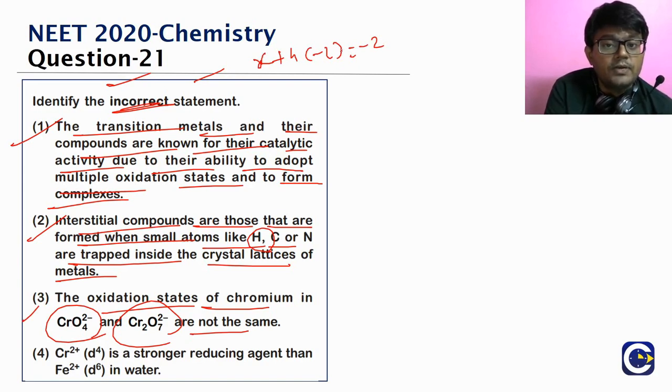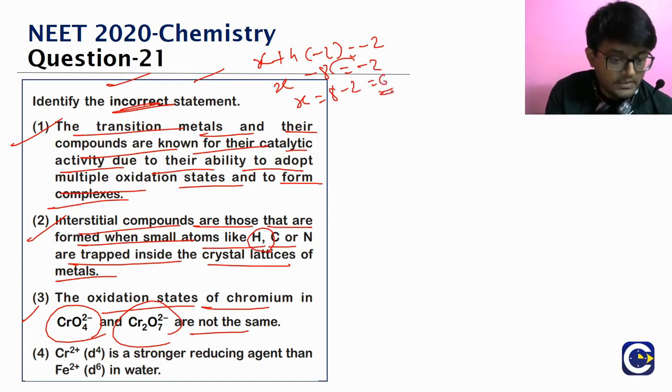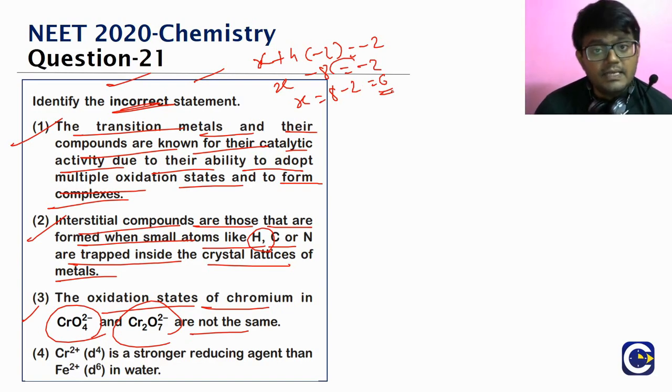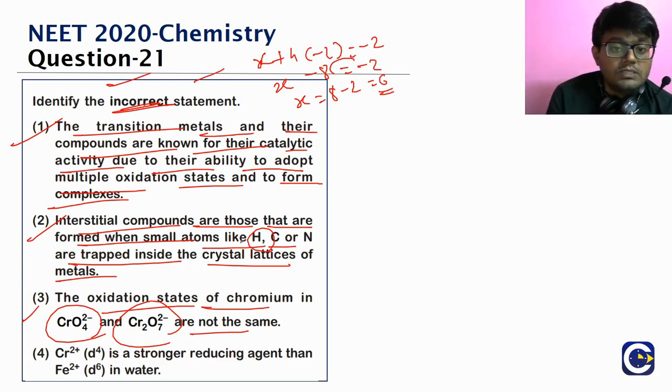So X plus 4 into minus 2. 4 into minus 2 means minus 8. So X minus 8 is equal to minus 2, means X will be equal to what? 8 will go to the other side. 8 minus 2 is 6. In CrO4 2 minus, the oxidation state of chromium is plus 6. What about Cr2O7 2 minus?